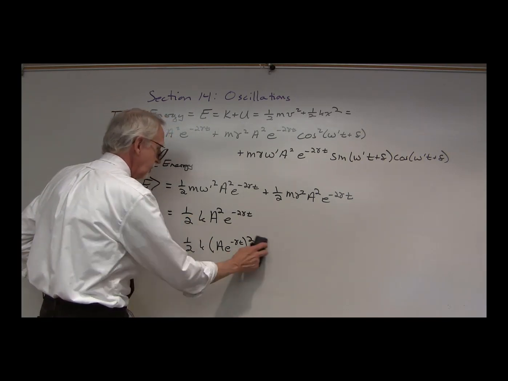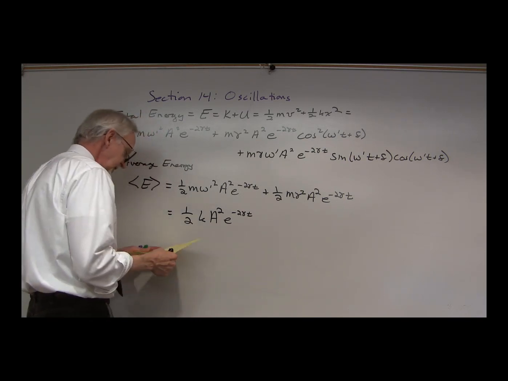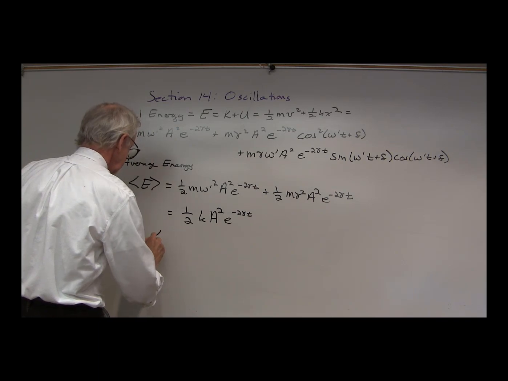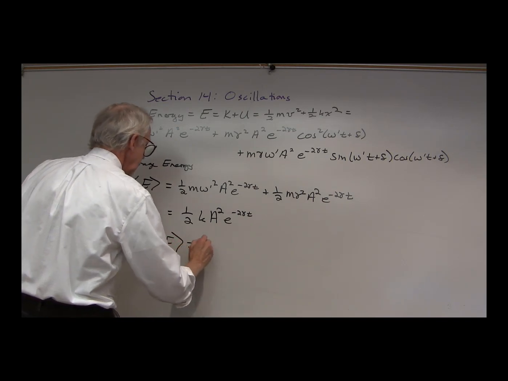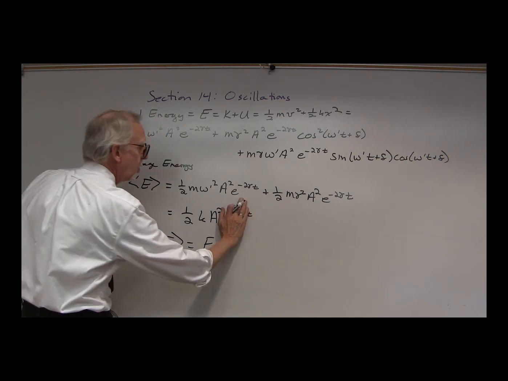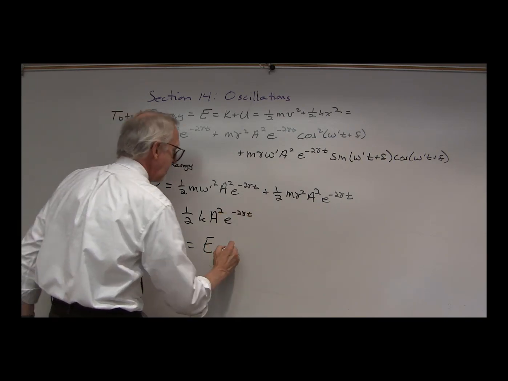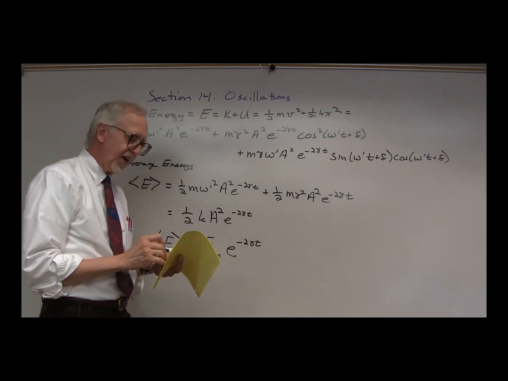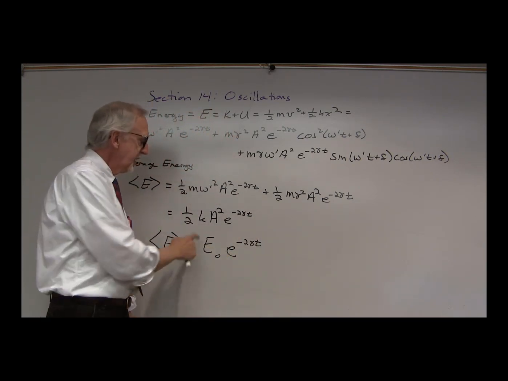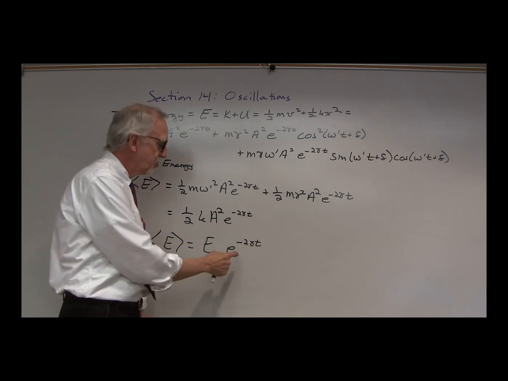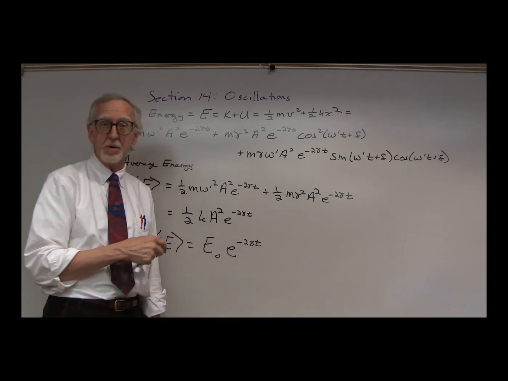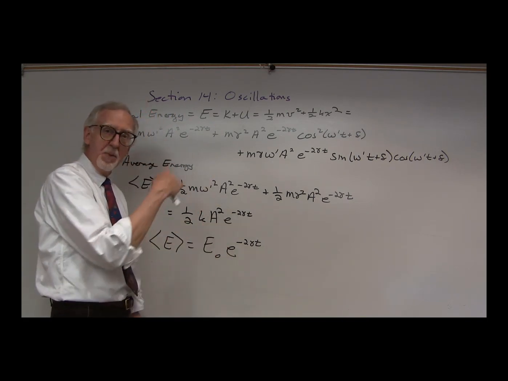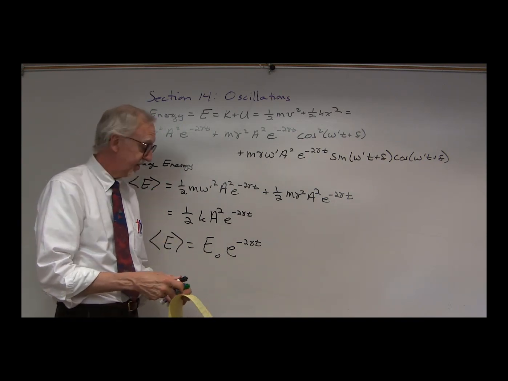Well, let's think about this. What is going on here? What we have is that the average energy looks like the initial energy, 1/2 ka squared, times e to the minus 2 gamma t. So while the amplitude drops off as e to the minus gamma t, the energy which goes like the amplitude squared drops off as e to the minus 2 gamma t. It kind of drops off twice as fast. In other words, it drops off by a factor of e in, say, half the time.